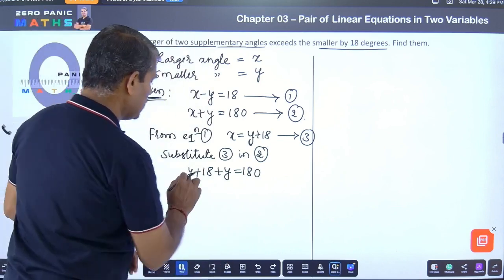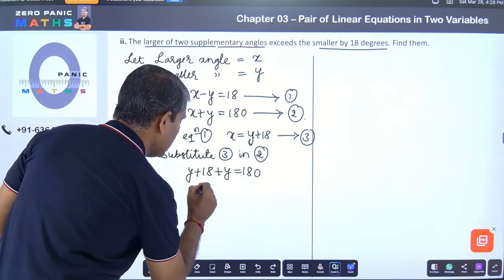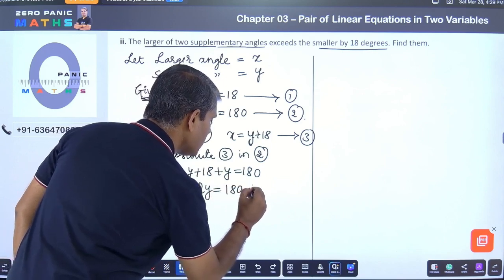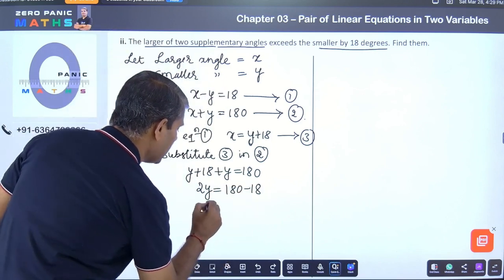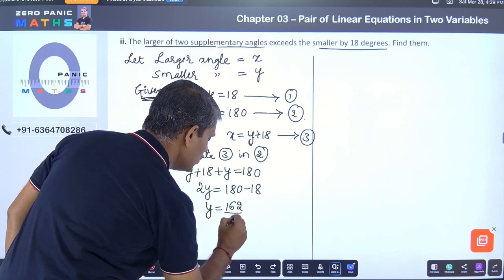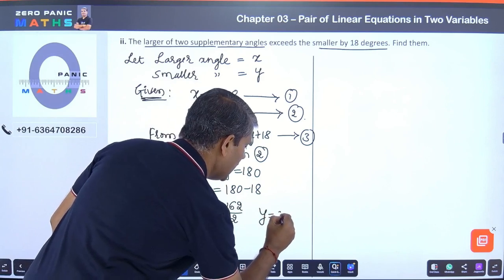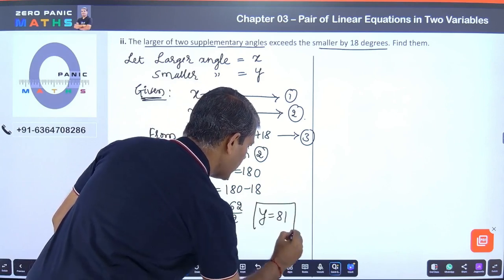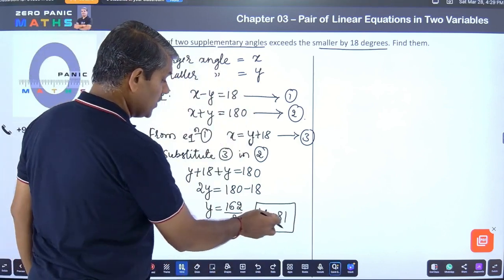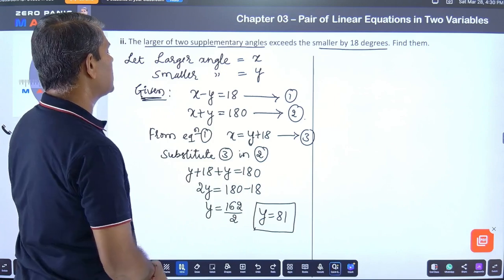So it is 2y plus 18, or plus 18 you can take to that side. It will be 2y is equal to 180 minus 18, that is 162 divided by 2. So y is equal to 81. 2 8s are 16 and 2 1s are 2. So y is equal to 81 is the answer to the first question.